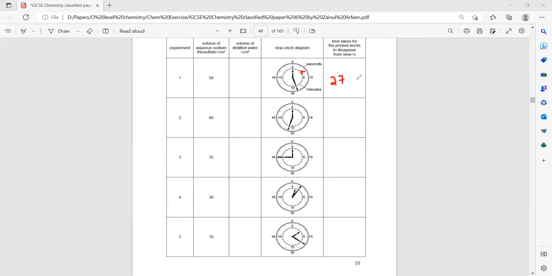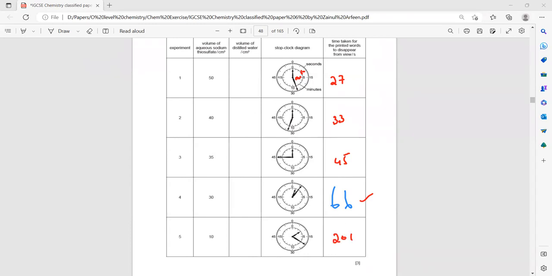So this is 27 seconds. This one was correct. You read 33. This one was 45. For this one, the center dial is minutes and the outside one is seconds. So 1 minute means 60 seconds and then 6 seconds. So 60 plus 6, 66. And for this one, it's 1, 2, and 3 minutes, and the last one is 21. So 180 plus 21, so this will be 201.